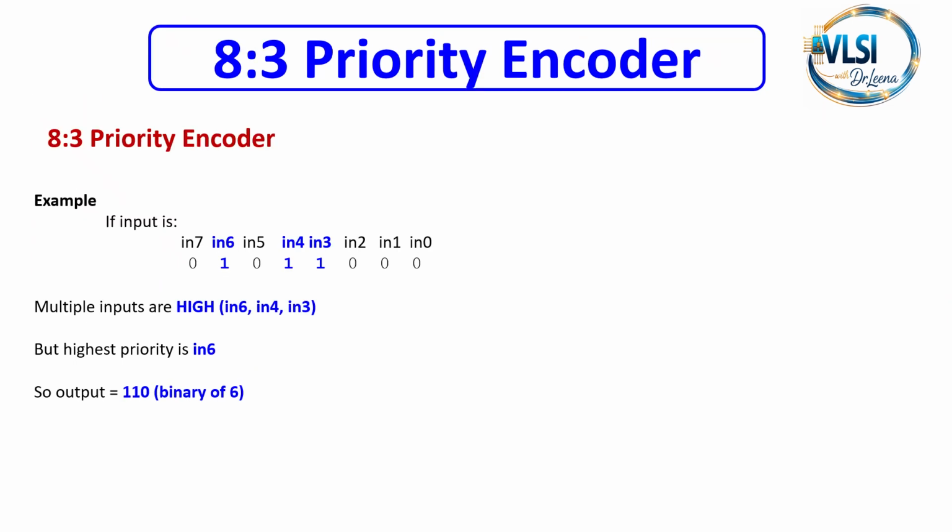And let's see the next example. Look at this. In these 8 inputs, IN3, IN4 and IN6 are high. So here it takes the highest priority one, that is IN6, and the output will be 110, the binary of 6. So this is the concept of how it selects the higher priority one as the output. Now, let's go into the code, and when we see the final output, we will clearly understand this priority encoder. So now let's first start the RTL code.